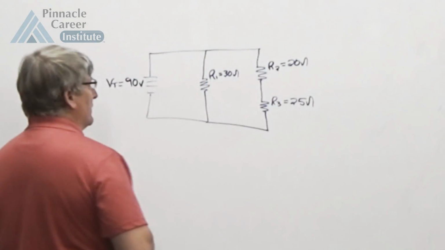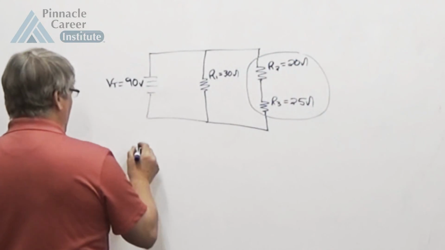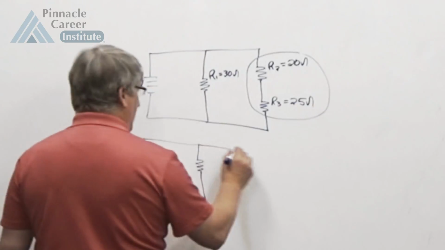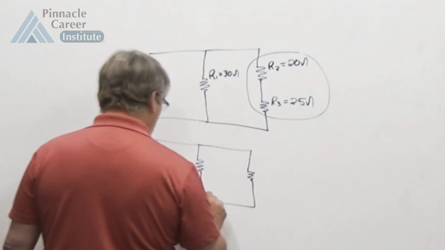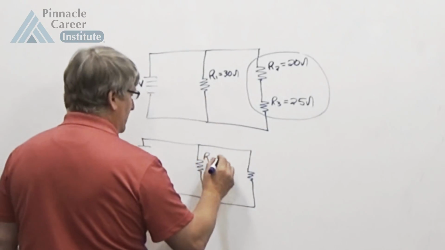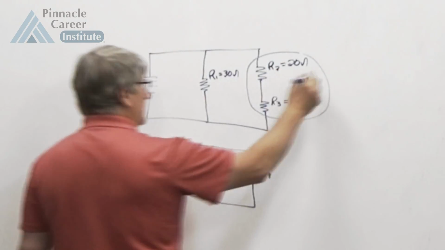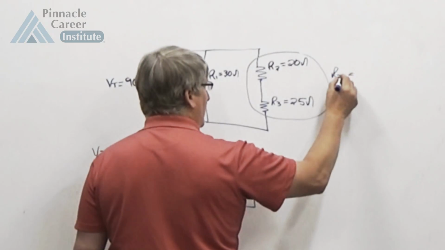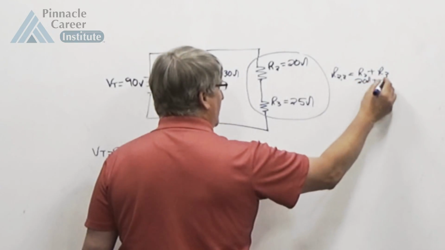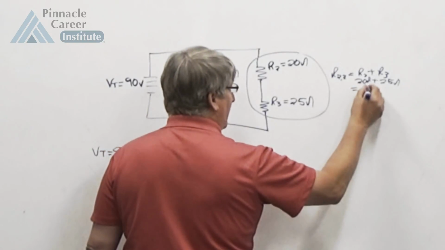First thing I want to do is combine my series. So I'm going to make a simplified circuit with 2 branch resistors. So we still got voltage total equal to 90 volts. R1 branch is 30 ohms. We have to simplify R2,3. Again, these two are in series. So R2,3 is going to equal R2 plus R3. And again, that's 20 ohms plus 25 ohms. So R2,3 is going to equal 45 ohms.